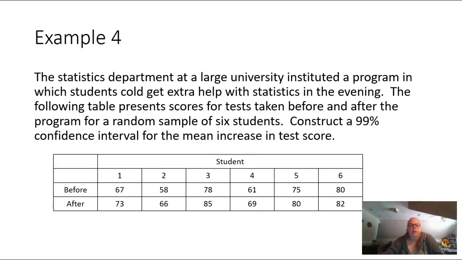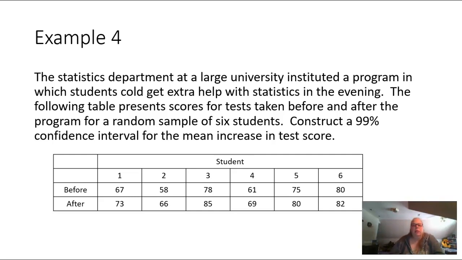Example 4. The statistics department at a large university instituted a program in which students could get extra help with statistics in the evening. The following table presents scores for tests taken before and after the program for a random sample of 6 students. Construct a 99% confidence interval for the mean increase in test score.